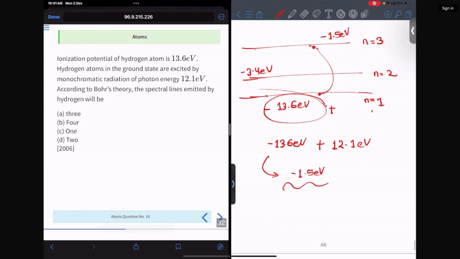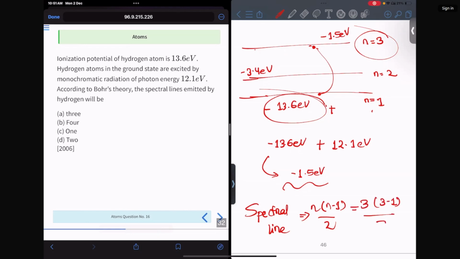Okay. So now what is the total number of spectral lines emitted? For the total number of spectral lines, you know the formula, equal to n into n minus 1 upon 2. What is the value of n here? 3. 3 into 3 minus 1 upon 2. 3 minus 1 is 2. 2, 2 cancel. Total number of spectral lines is 3. Answer is option number A, 3.